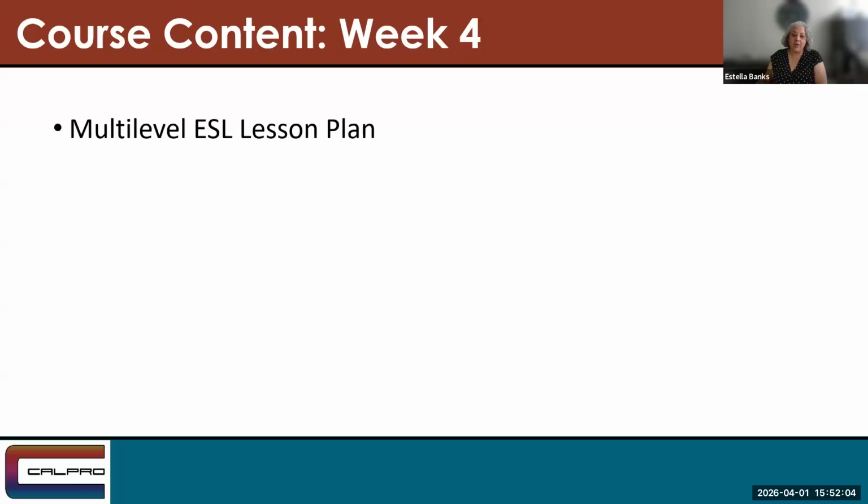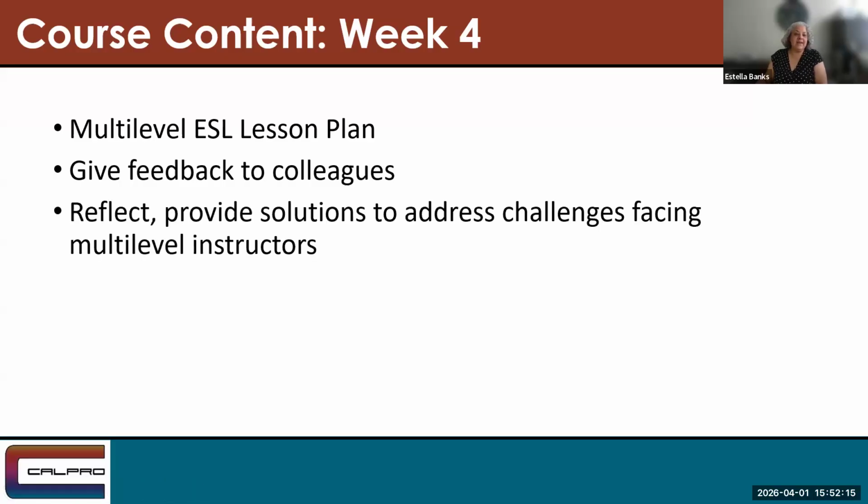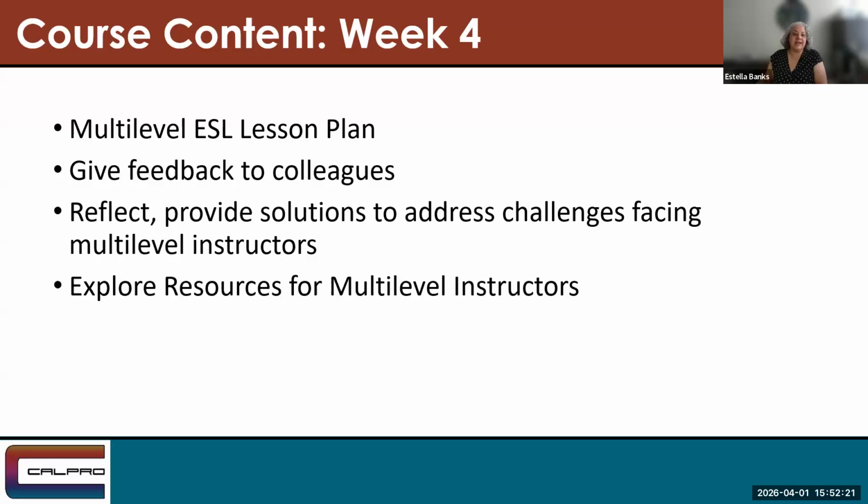And then week 4, you start to create your multi-level lesson plan and submit it. And then you and your colleagues will share feedback with each other about the lesson plans. Then you'll reflect, provide solutions to address the challenges facing multi-level instructors, and explore resources for multi-level instructors.